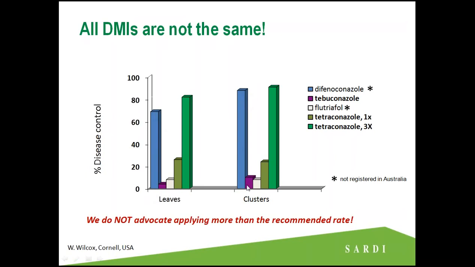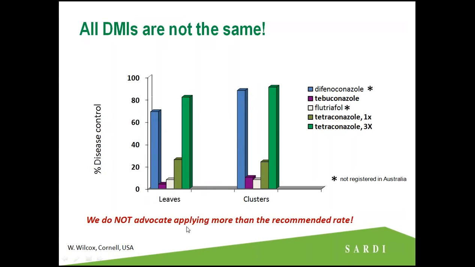Tebuconazole, much lower control. Flutriafol, still not very good control, whereas we've got tetraconazole at 2 different rates, and it was showing that there's actually quite a marked difference in the rate that is able to control the disease.